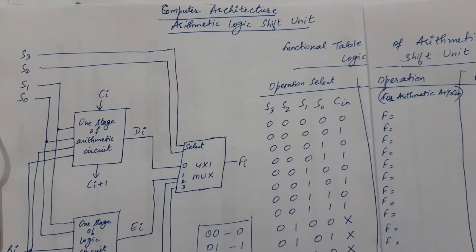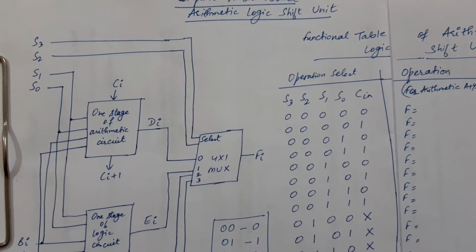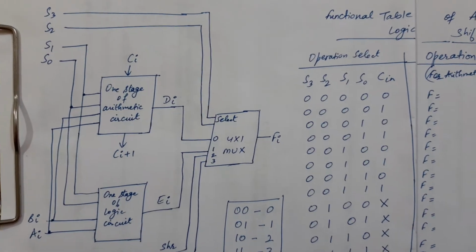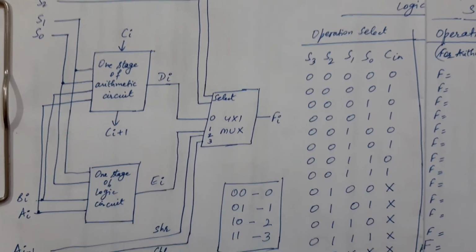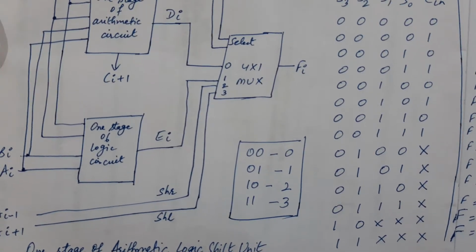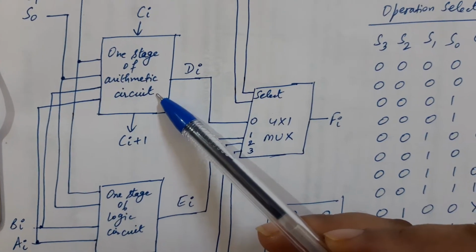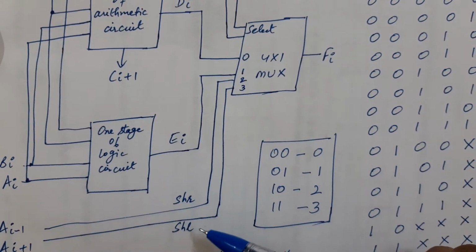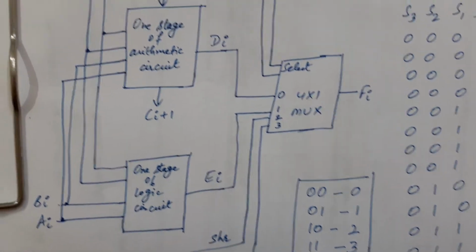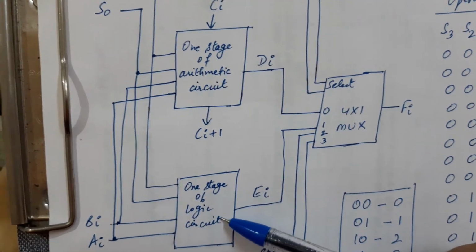Hello learners, today I am going to discuss the arithmetic logic shift unit. So what is the arithmetic logic shift unit? It is the unit in which all three circuits are implemented, as shown in the diagram. It is one stage of the arithmetic logic shift unit, in which we have an arithmetic circuit, a logic circuit and a shift circuit. In shift we have two operations, shift right and shift left, and this is the whole arithmetic circuit and the whole logic circuit.